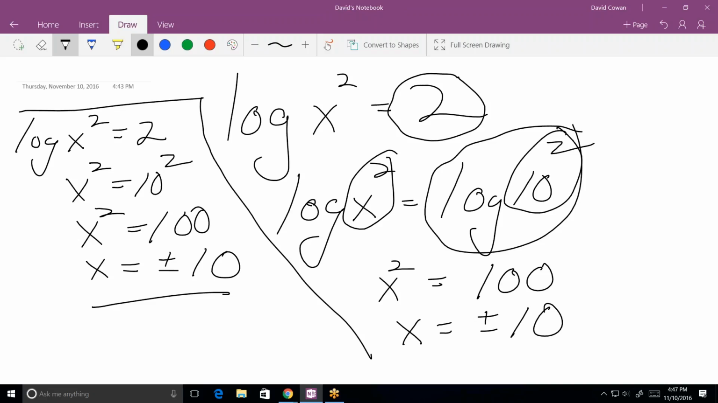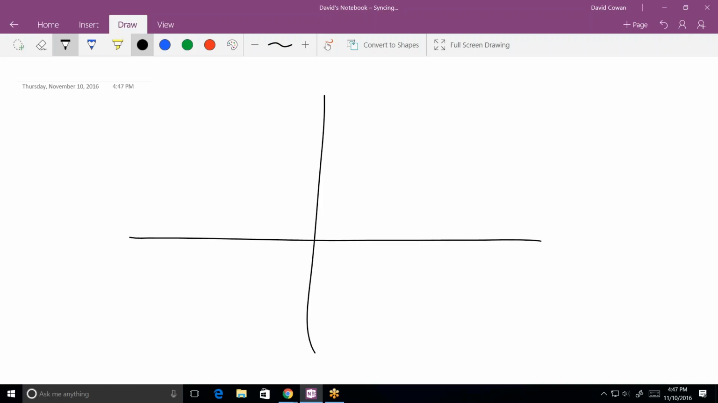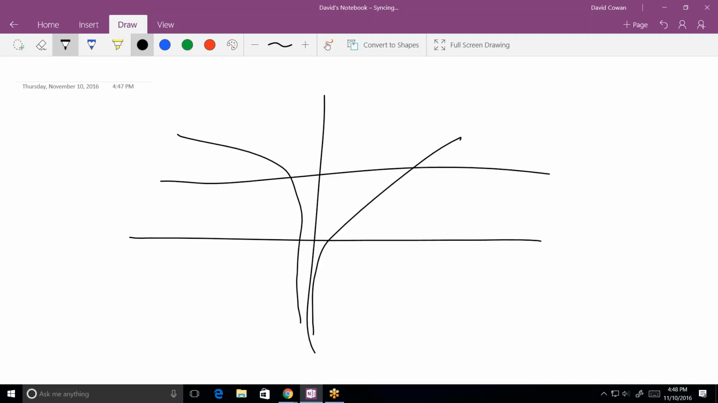And if you were not sure which of these three methods, all of which appear to be valid, are true, well, graph it. If I graph it, I get a graph that looks like this. And then if I draw the line y equals 2, I can clearly see there's two solutions. One's at minus 10 and one's at plus 10.